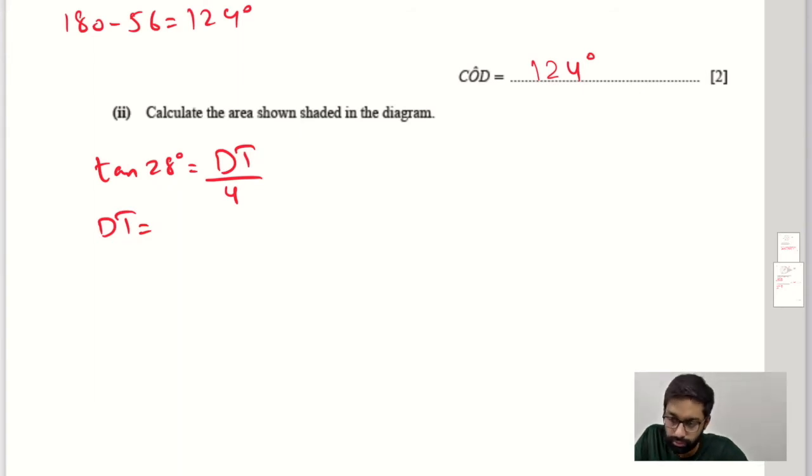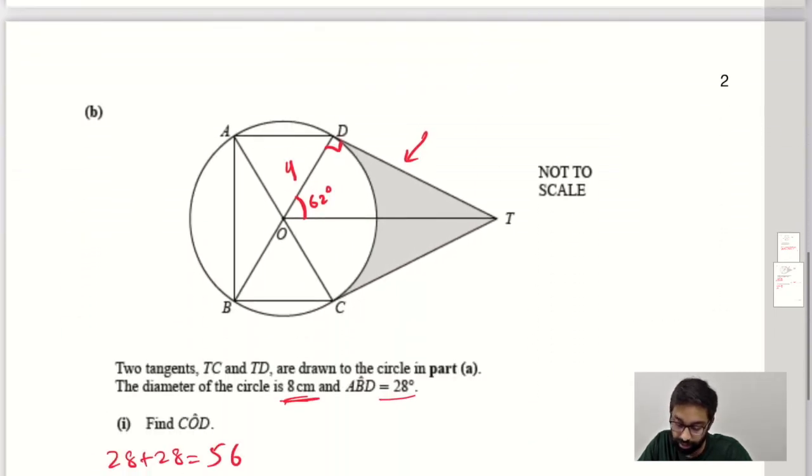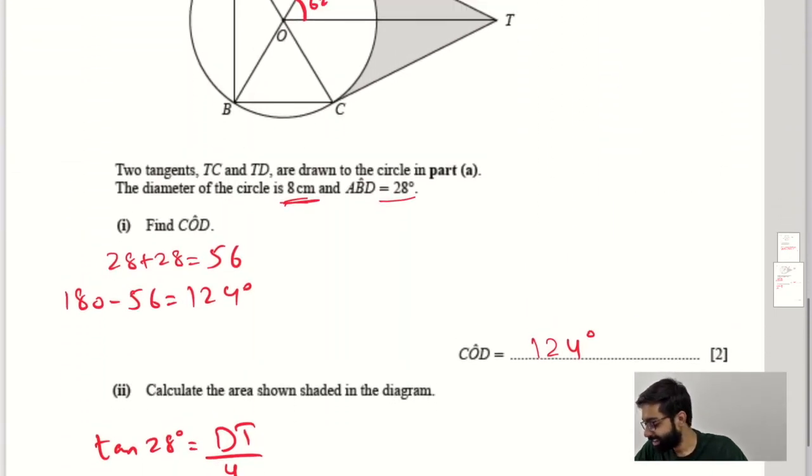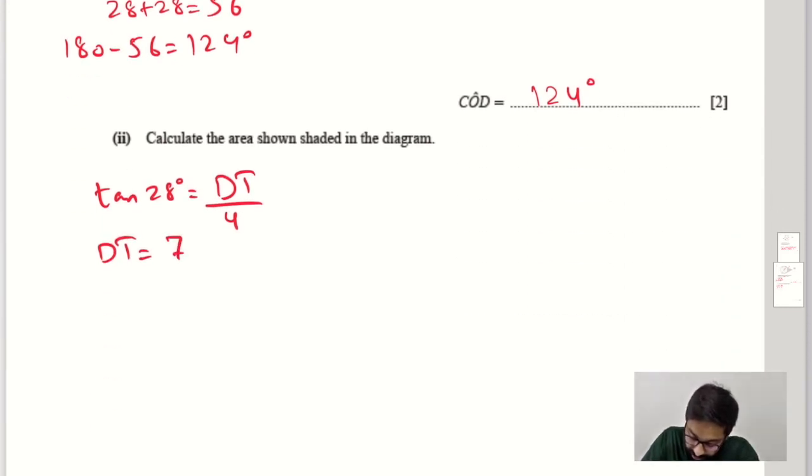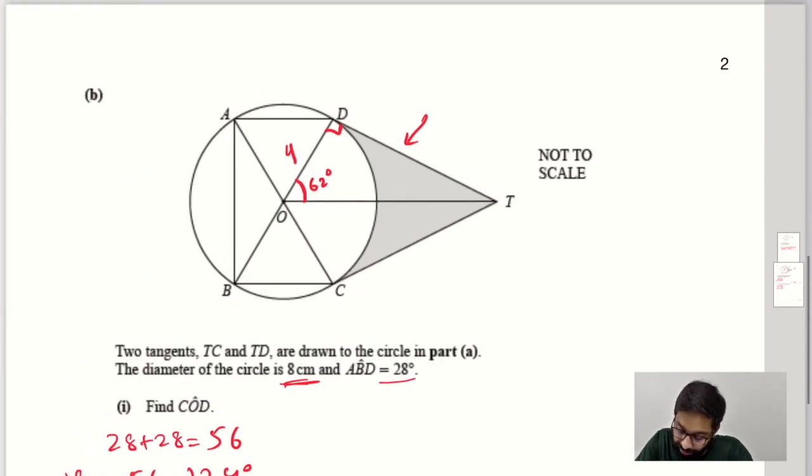gives us 2.12. Why would it give us 2.12? What am I doing? Oh, it's not 28. Sorry, it is 62 degrees. My bad. Okay, so 4 times tan 62 gives us 7.52. Okay, now that is correct. 7.52 centimeters. So the length of DT is 7.52 centimeters.